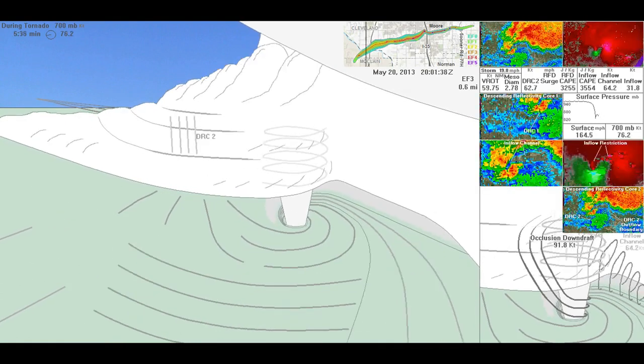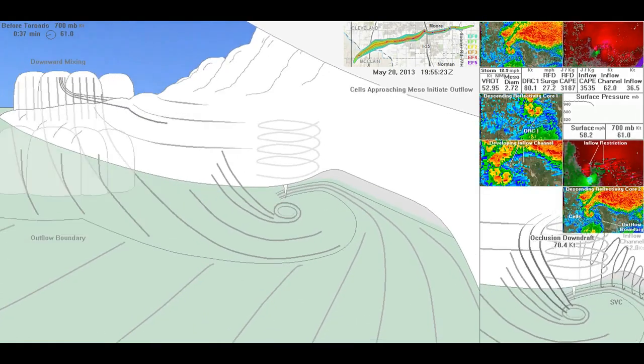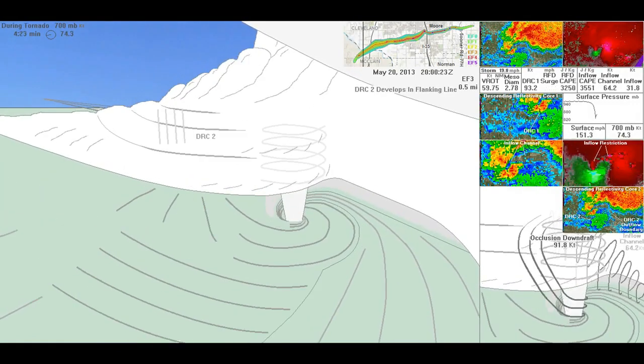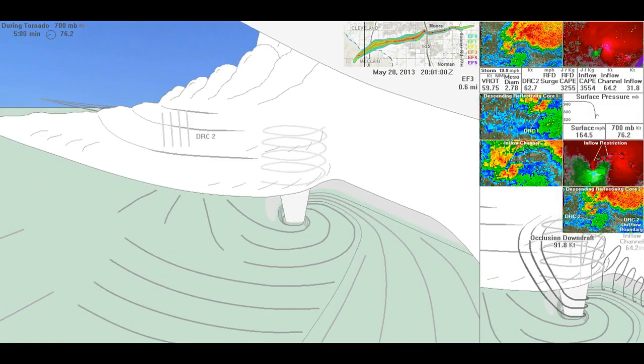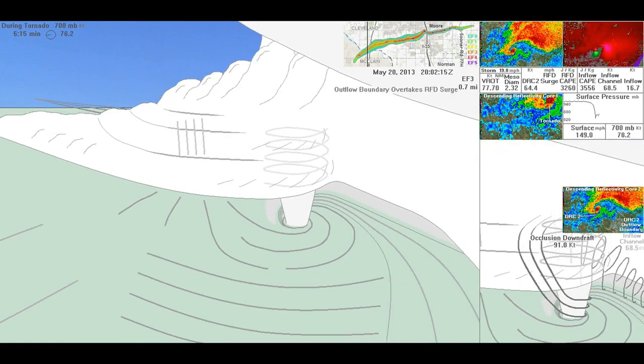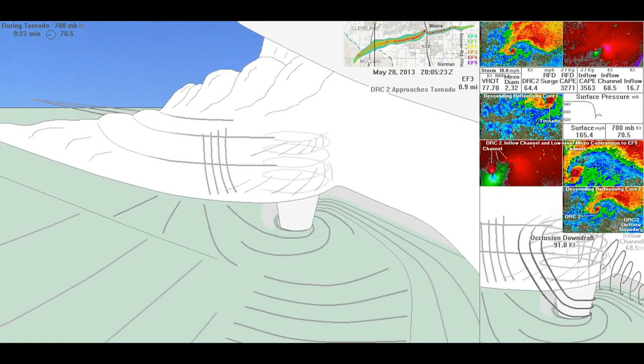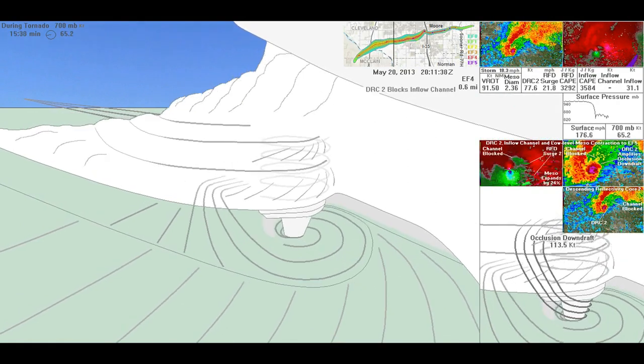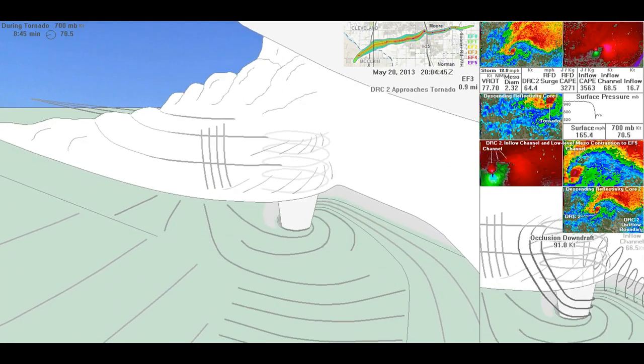But also there was a second impact that was made, a downdraft core of precipitation. This is the second one, merged into the flanking line, which we see right here. And then it descends to the ground, and then wraps around the surface circulation around the tornado. Well, look what happened when it did that.